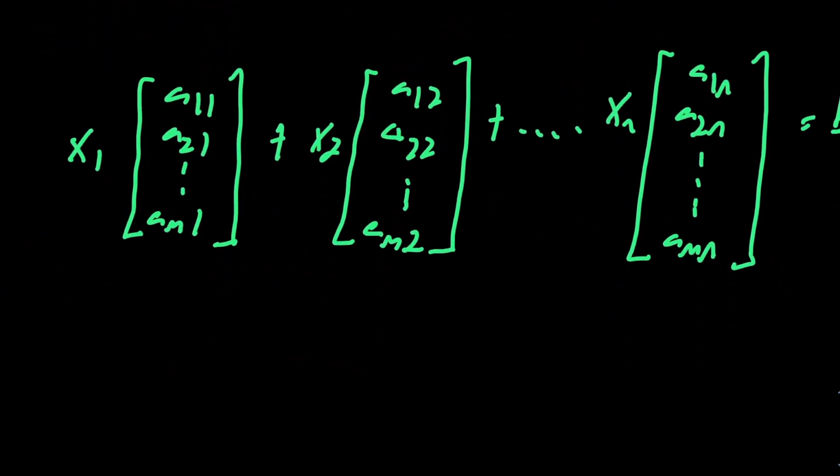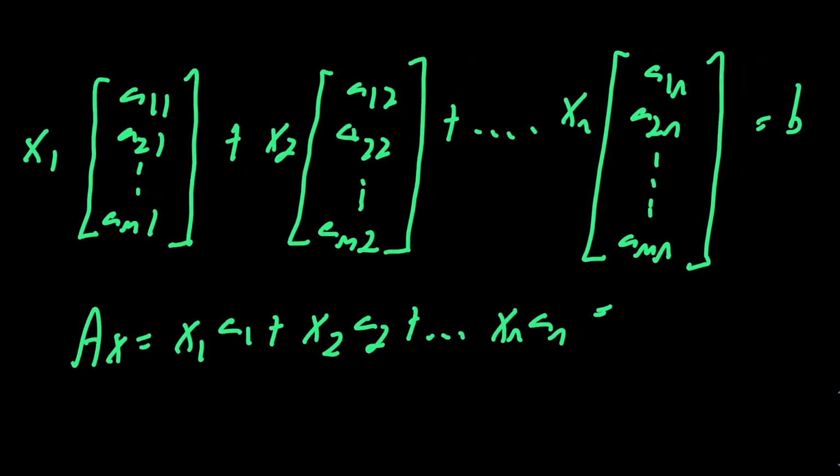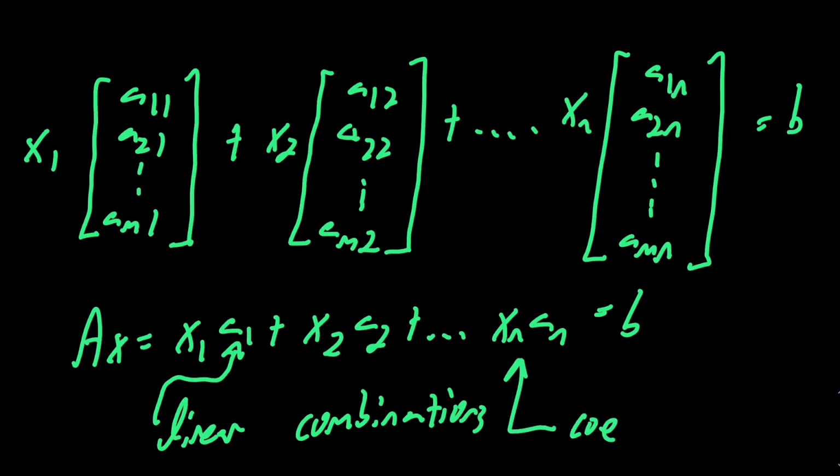In other words, A times x is equal to x1 times a sub 1 plus x2 times a sub 2 plus however many x terms and n terms there are, all of which still equals b, where a sub 1, a sub 2, and a sub n are columns of matrix A. And as a result, our sums of columns are what's called linear combinations. And our x terms end up being simply coefficients of the system.